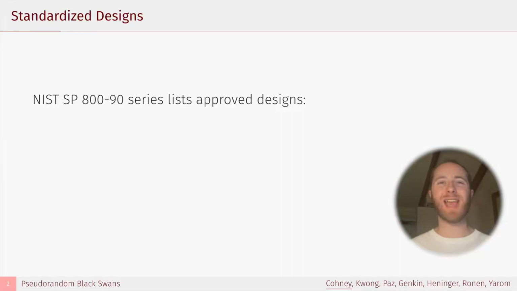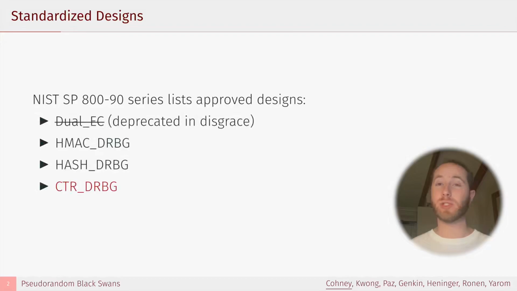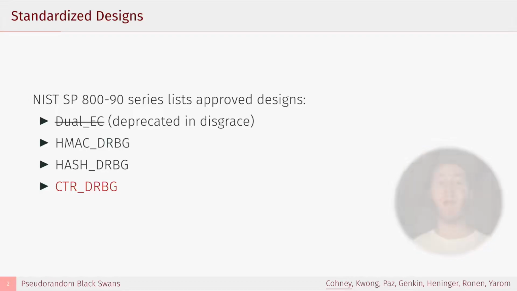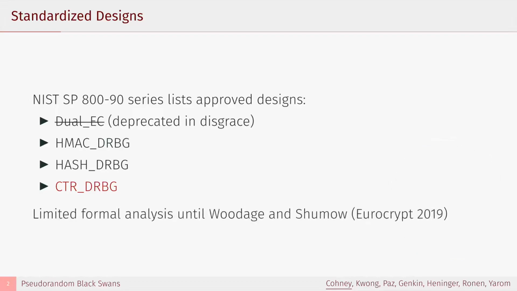Many of these designs are standardized in a set of publications under the SP 800-90 moniker. These publications list designs approved by NIST, the US National Institute of Standards and Technology. Among them are dual EC, which was deprecated following NIST's internal investigation, HMAC-DRBG, Hash-DRBG, and the focus of today's talk, Counter-DRBG. Up until recently, there was limited formal analysis of these designs, with the concurrent work of Woodage and Shumow presented last year providing some much-needed analysis to fill the gap.